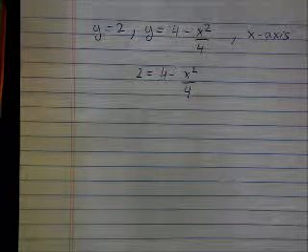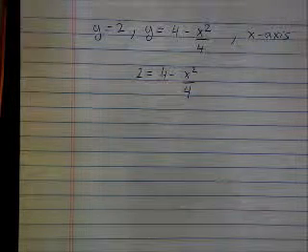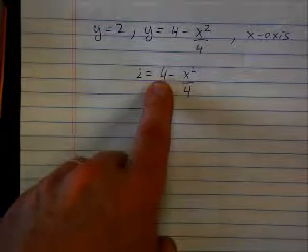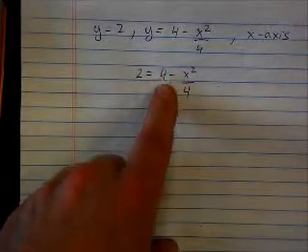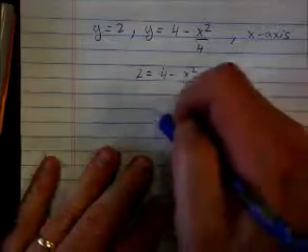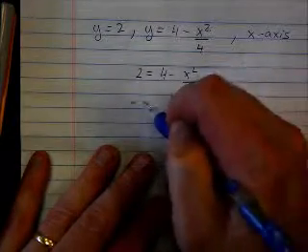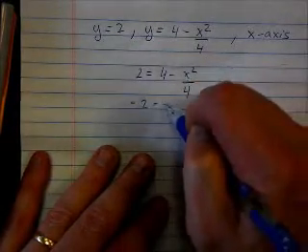Multiply with the 4 over. Move this 4 over or that 4 over? The one on bottom? First 4. This one? So subtract 4 on both sides? All right, so negative 2 equals negative x squared over 4.